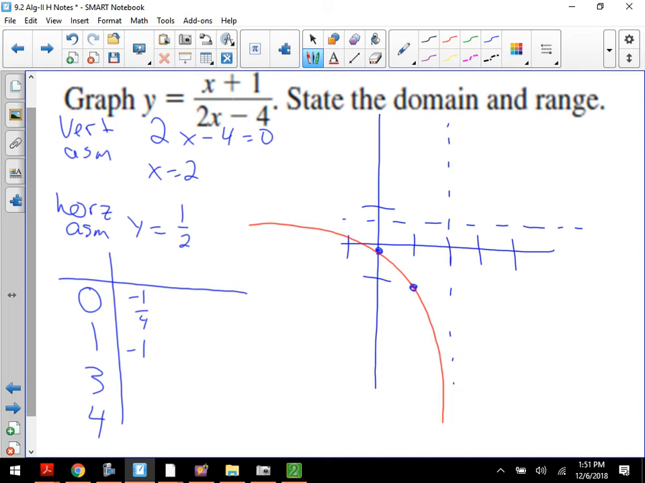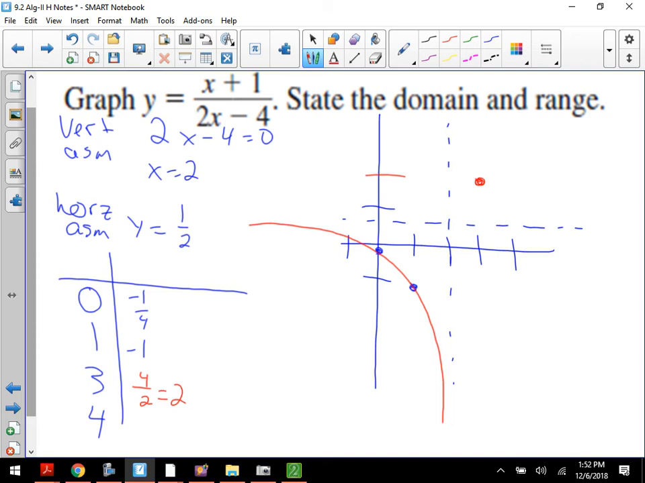Now I get to the other side. 3 plus 1 is 4, divided by, well, 2 times 3 is 6, 6 minus 4 is 2. And 4 divided by 2 is 2.